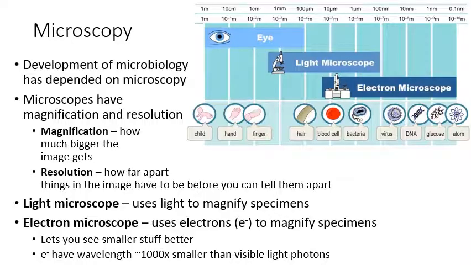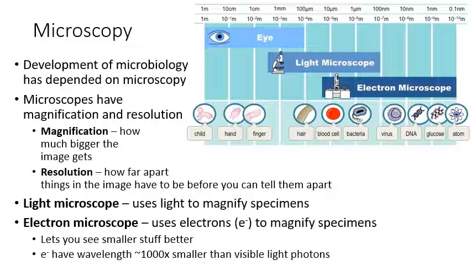So now we're going to talk about microscopy. Microscopy is really important for the study of microbiology because, of course, you can't see microbes unless you have a microscope. So the development of microbiology has really been dependent on microscopy. Before you had microscopes, you couldn't have microbiology. There was no way for us to know that microbes even existed.